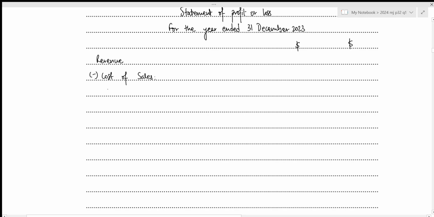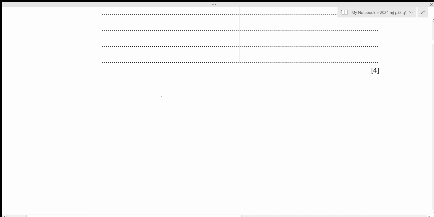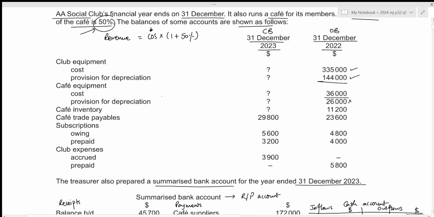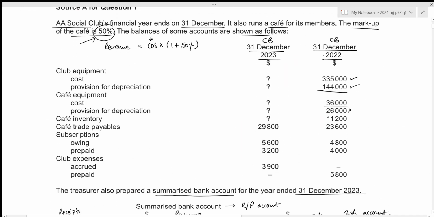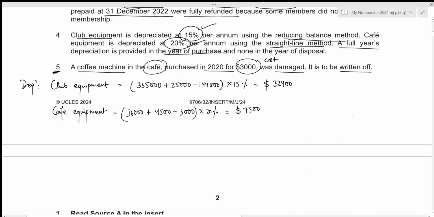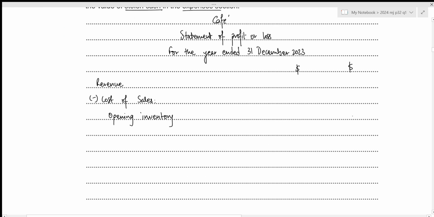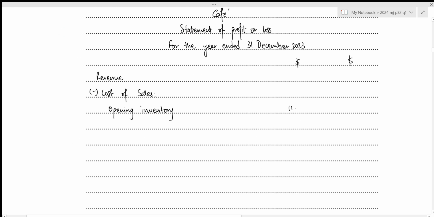We can start with the opening inventory. And the value of opening inventory will be given within our opening balances. For CAFE inventory, right here, the opening inventory is 11,200. Then we need to record all of our purchases.